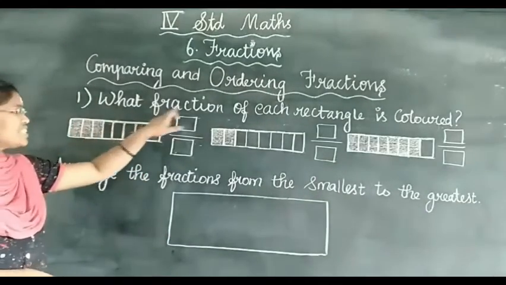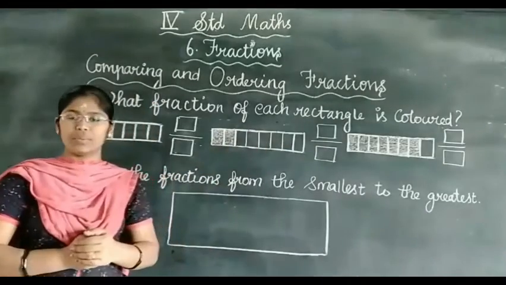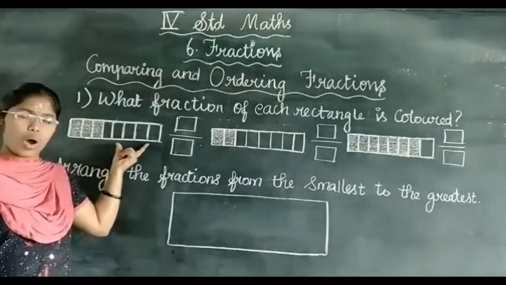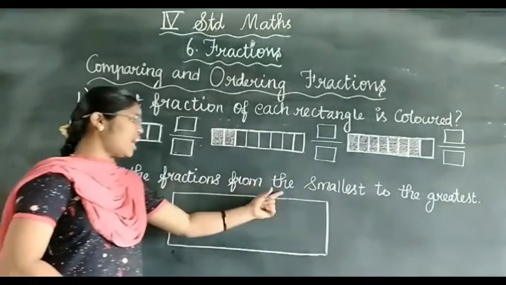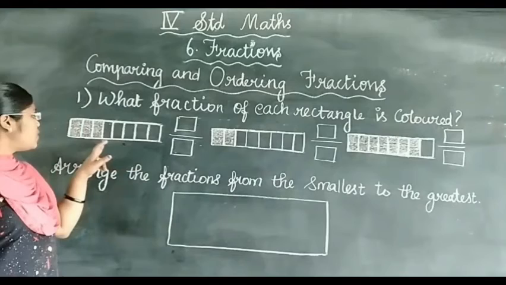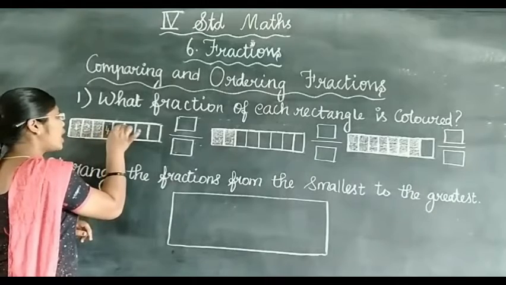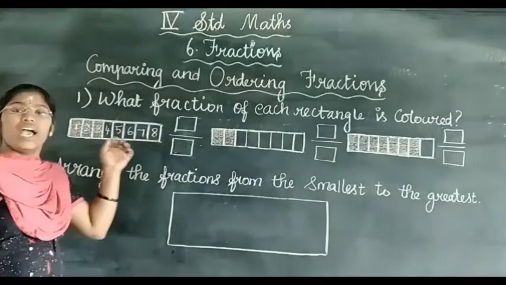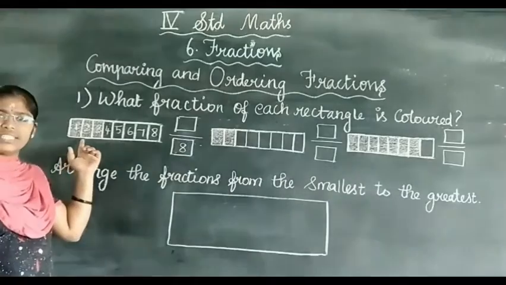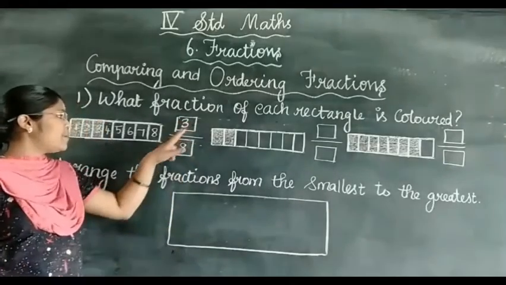The question is, what fraction of each rectangle is colored? See here, children. 3 bars are given. We have to find the fraction of shaded parts for each bar and then arrange the fractions from the smallest to the greatest. Can we see, children? See the first bar. The first bar is divided into 1, 2, 3, 4, 5, 6, 7, 8 equal parts. So our denominator is 8. In that, how many parts are shaded, children? 1, 2, 3. 3 parts. So the answer is 3 by 8.